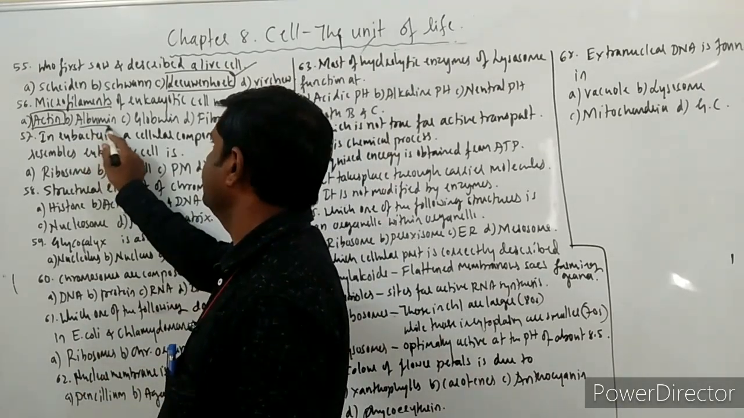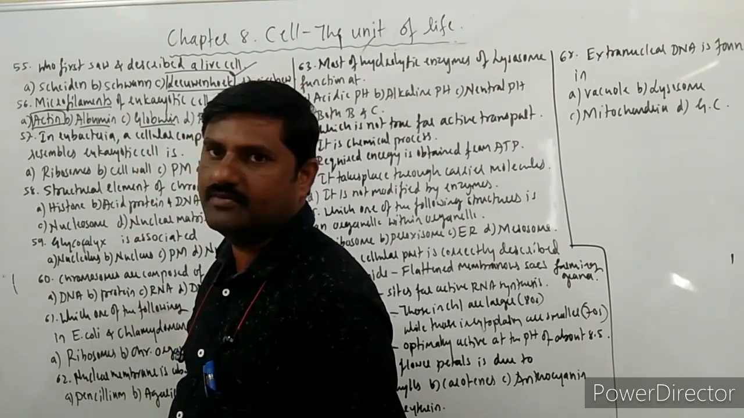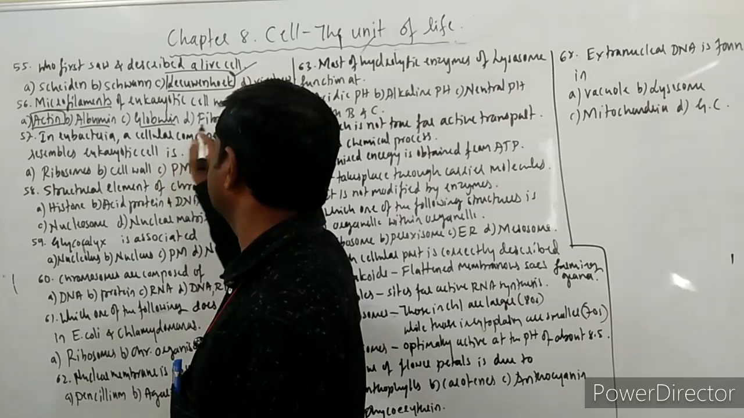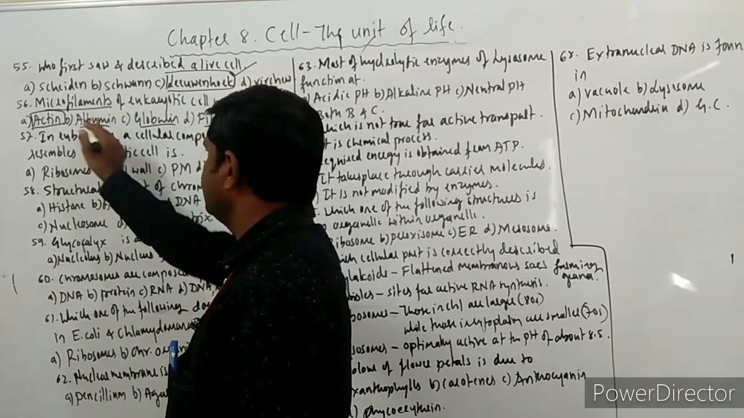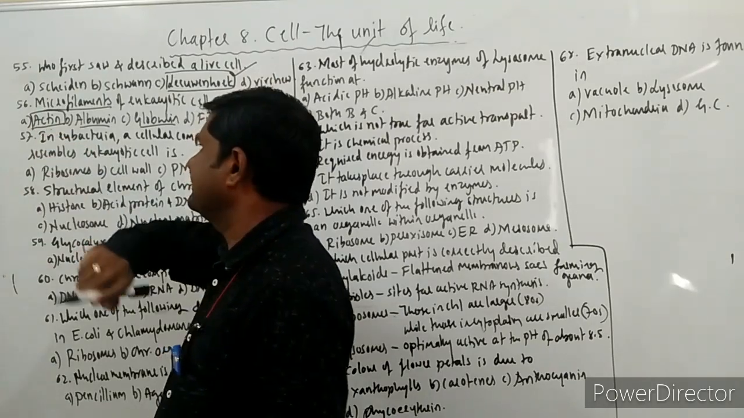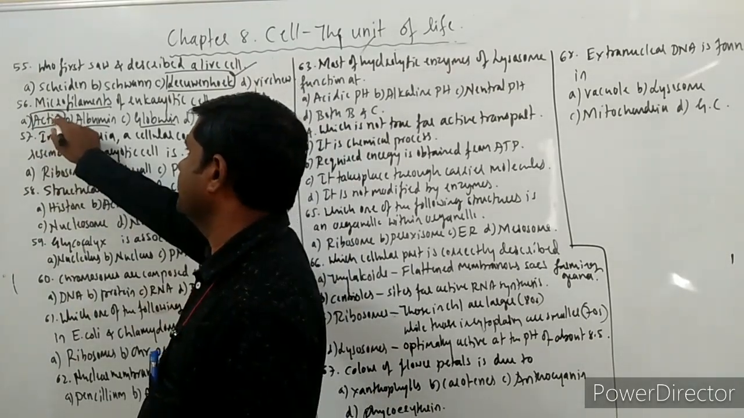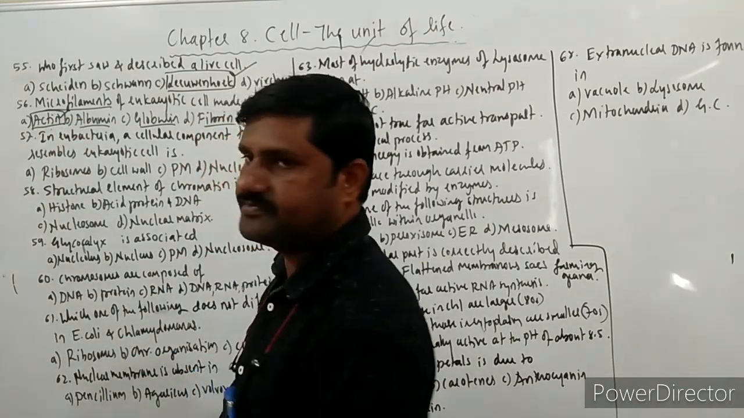But albumin, globulin, and fibrin are globular proteinaceous structures. These are not making the microfilaments; actin makes the microfilaments. That's why the correct answer is option A, that is actin.